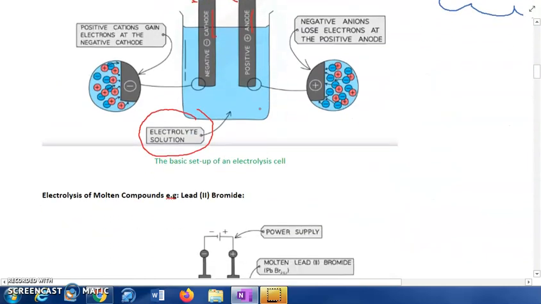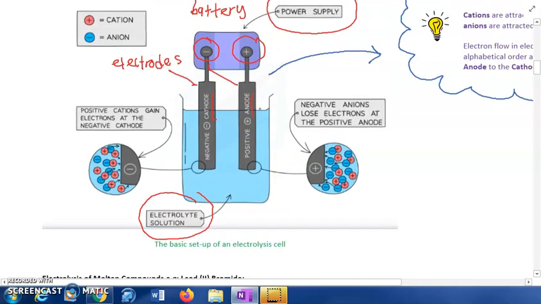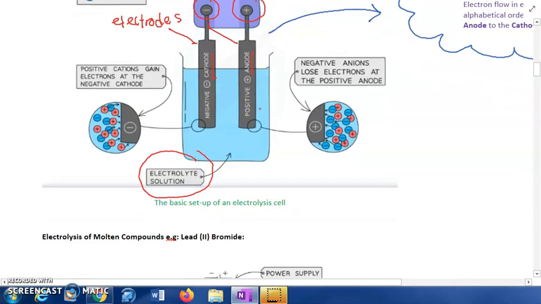And then in terms of our electrolytes, inside electrolytes you're going to have ions, and these ions can be broken down into two. You might have some positive ions, or you can even have some negative ions.